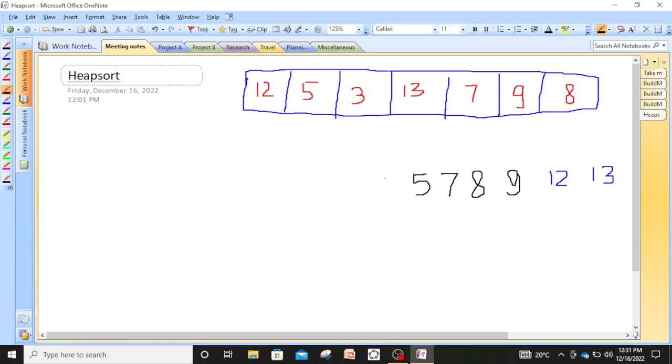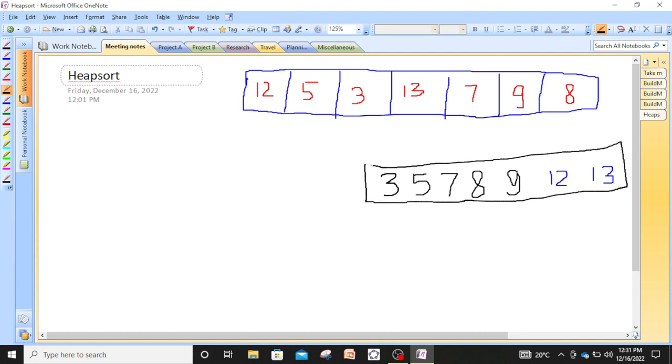So I have removed 3 this time, so this 3 will come here. Now observe this. If you observe, these numbers are sorted, and this is the algorithm of the heap sort. And you must observe that in this heap sort both functions were used, maxheapify as well as build max heap.